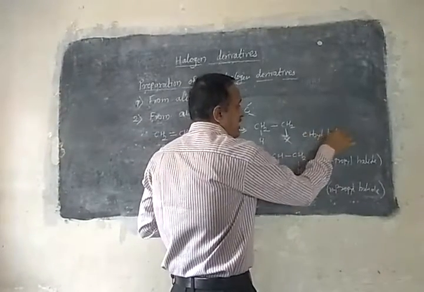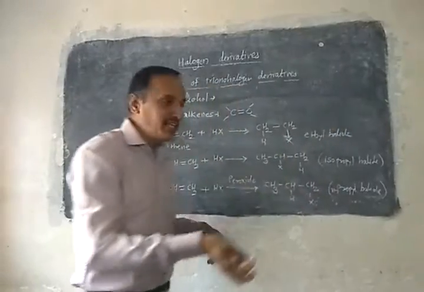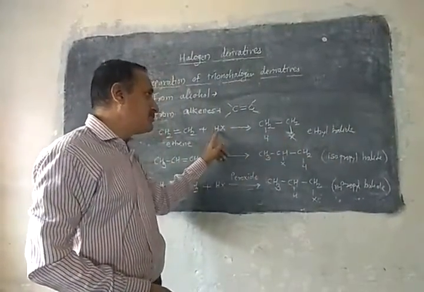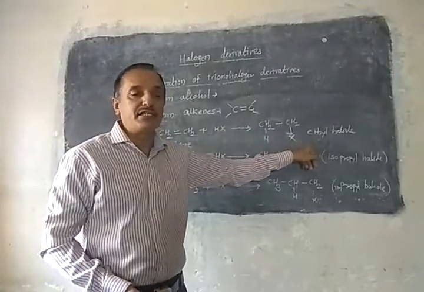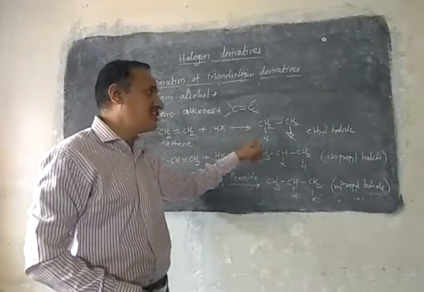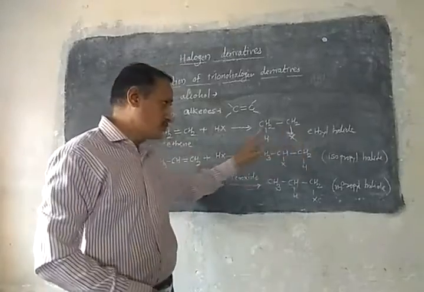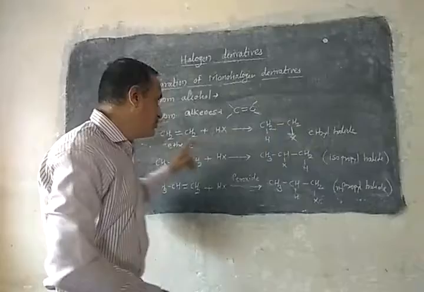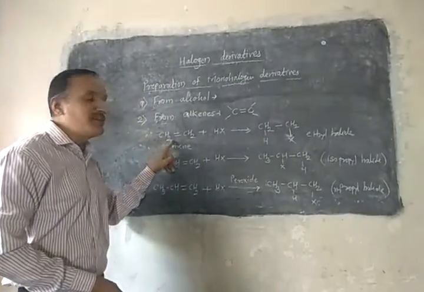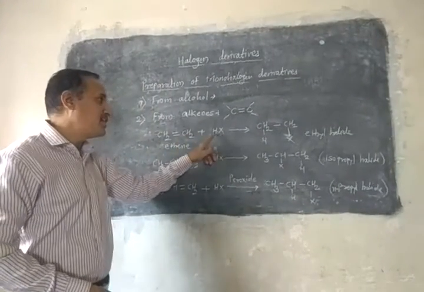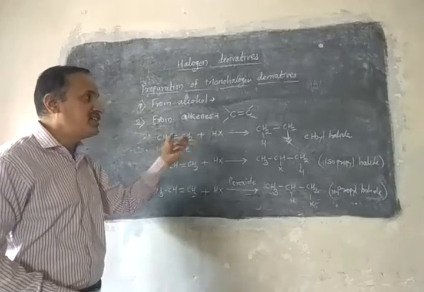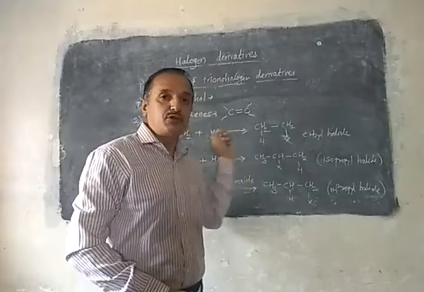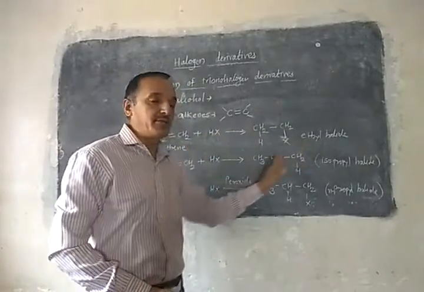We have taken X, so you can take Cl. If you take Cl, you get ethyl chloride. If you take HBr, you get ethyl bromide. If you take HI, you get ethyl iodide. So by taking different X, you can get different halides. In this reaction, this is the symmetrical alkene, HX is added to the symmetrical alkene, and we get the corresponding halide. As we have taken ethene, it is the ethyl halide.